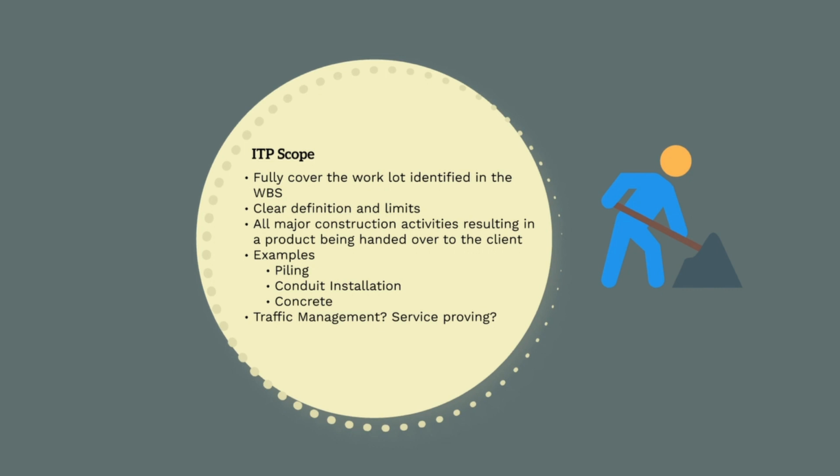Let's now quickly go through some examples of different construction activities we would have an ITP written for, and how often we would fill out a new ITP. I'll go through some examples of ways I've set them up on projects. For piling, we filled out an ITP for each pile. For conduit install, we completed a new ITP for every section of conduit from pit to pit. And for concrete works, we completed an ITP for every concrete pour. Once we go through how to develop an ITP, it may make a bit more sense how often to complete them.